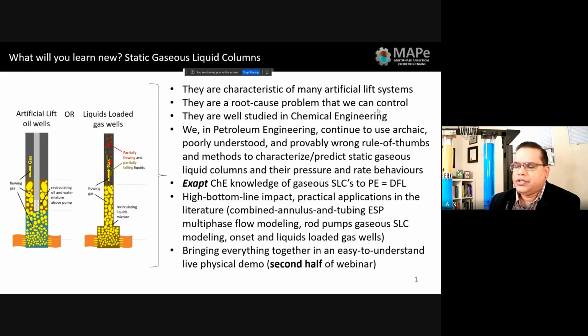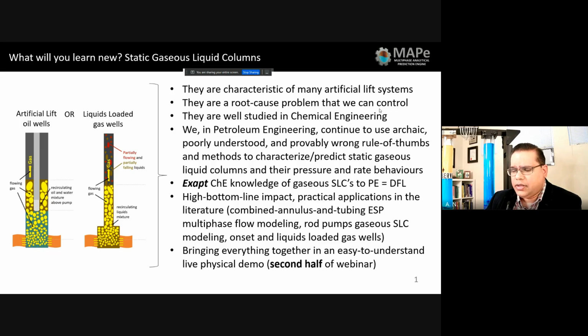And then what I like to do is to show a few of the high bottom line impact practical applications of this type of capability in full ESP multi-phase flow modeling. What I mean by that is both the annulus and casing simultaneously, and how every part interacts with each other. Rod pumps, pump intake pressure, fluid bottom pressure modeling, and some liquid loaded gas well modeling, both the onset and far beyond the onset, at different levels of loading and so on, right?